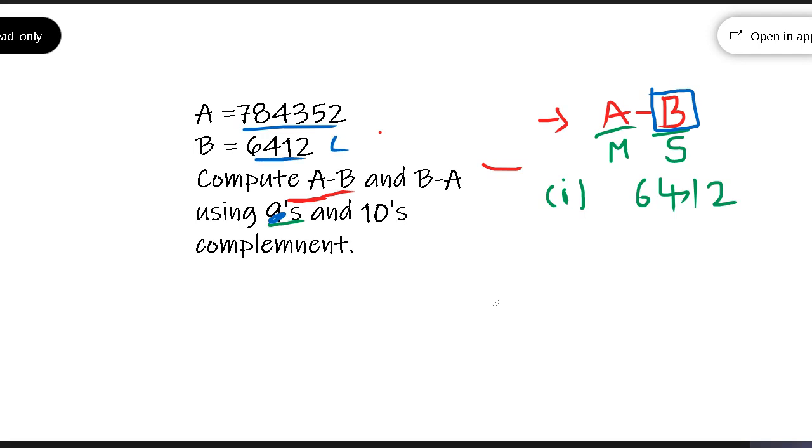So this is 4 digits and this is 6 digits. So you're short by 2 digits. You're going to add 2 nines to the MSB side and make it 6 digits. So for the subtrahend, you add 2 digits. Once you finish adding, what is the next step? What do you do to the subtrahend?